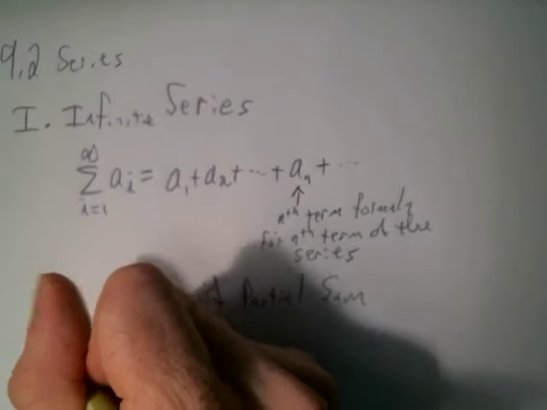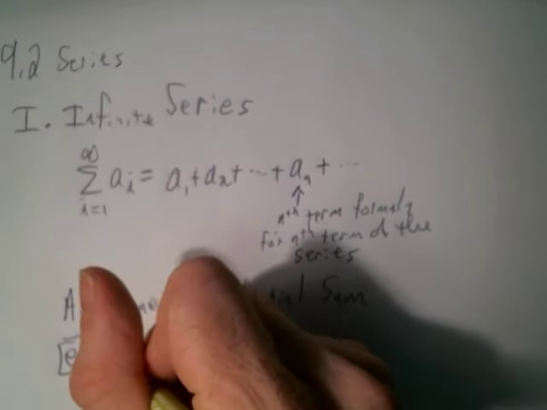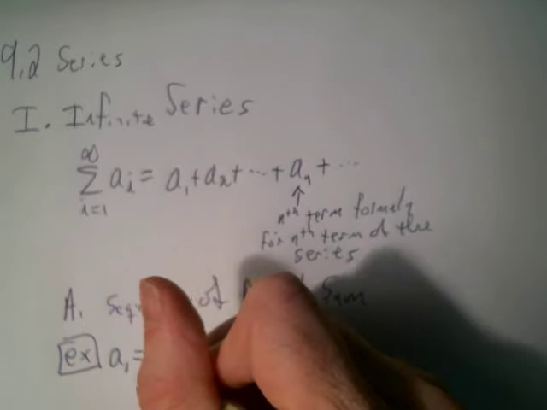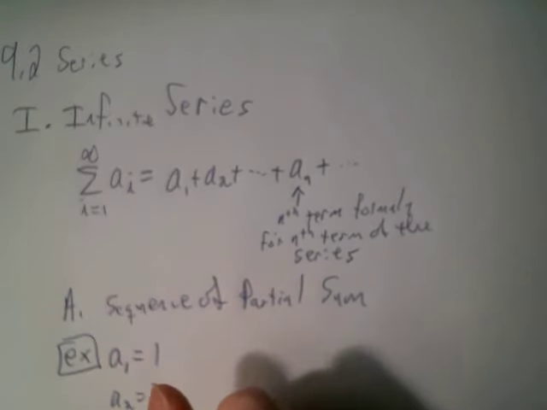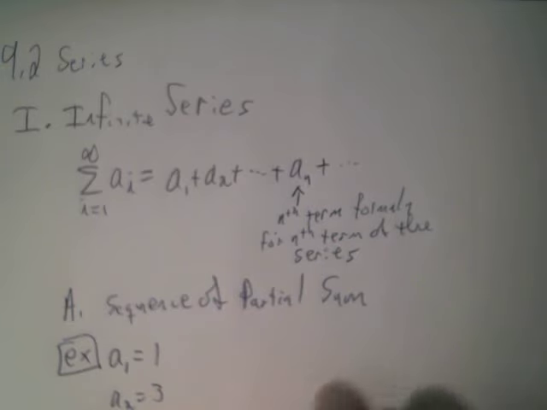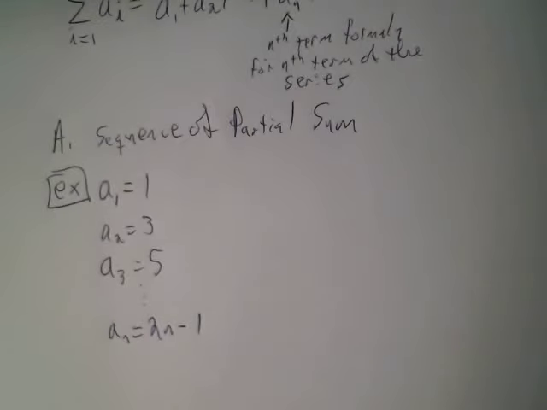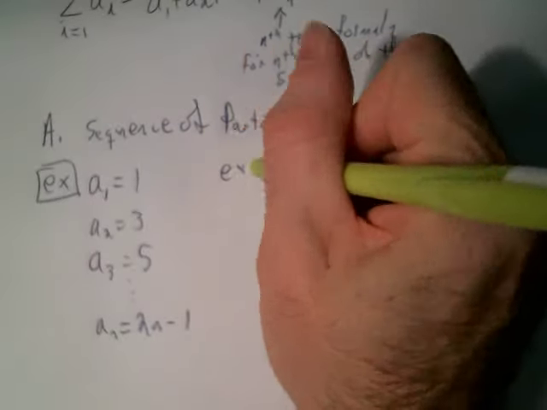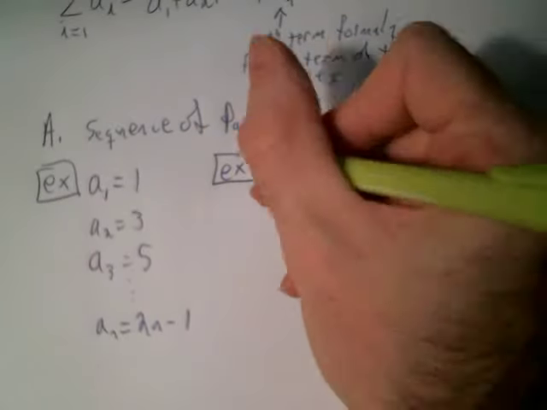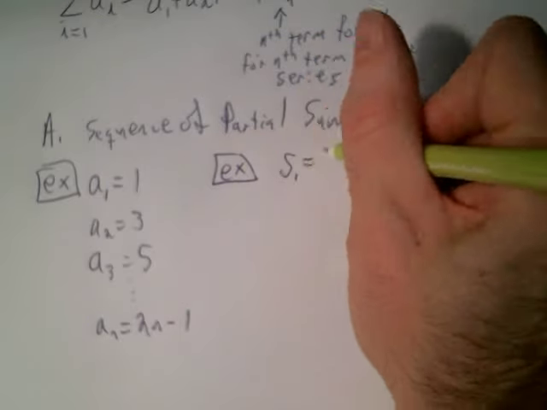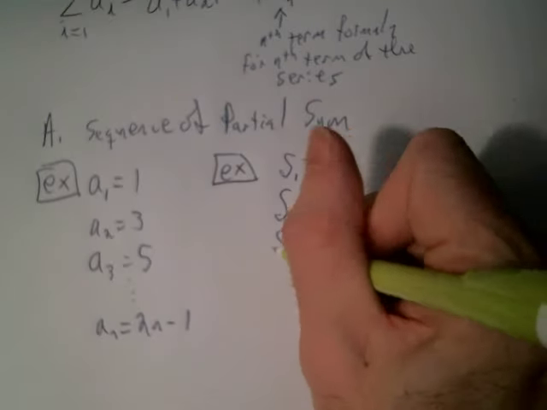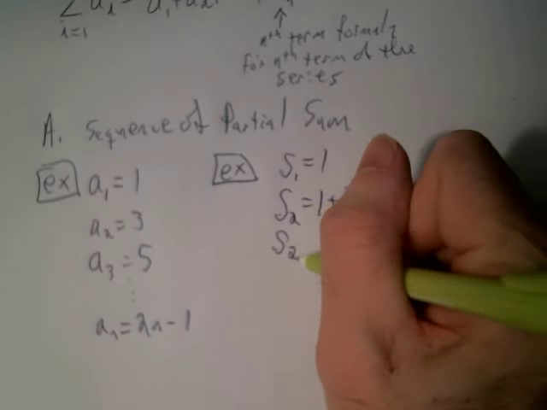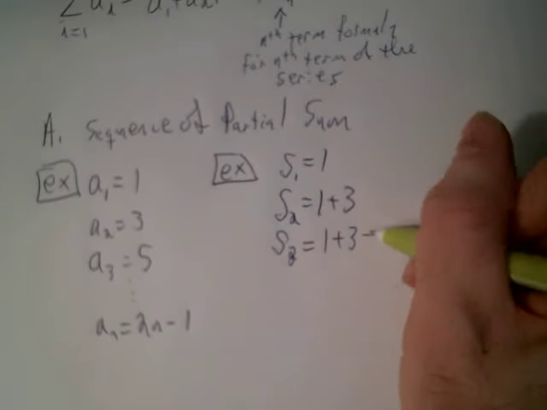So for example, from before, we may have had something like a sub 1 is, I don't know, 1, a sub 2 is 3, a sub 3 is 5, etc. And then a sub n would be 2n minus 1. Now we're adding these things up. So our first partial sum will be 1. Our second partial sum will be 1 plus 3. Our third partial sum will be 1 plus 3 plus 5.